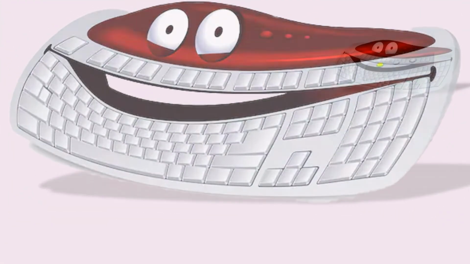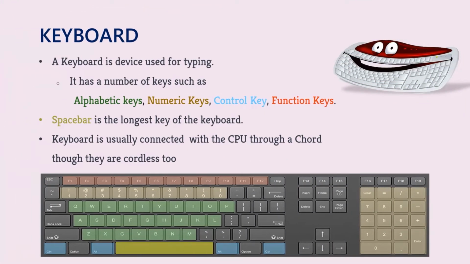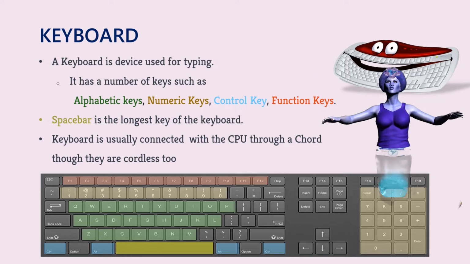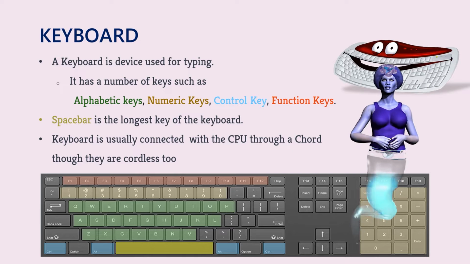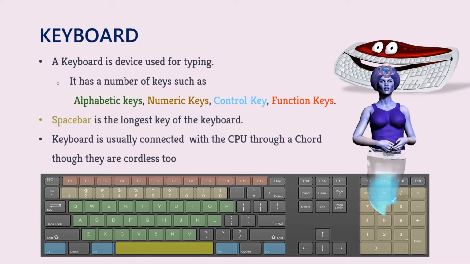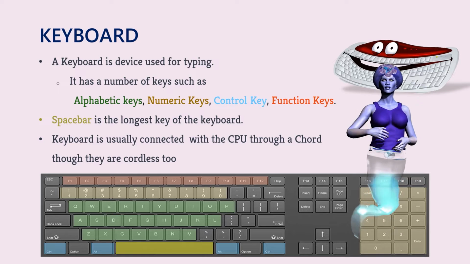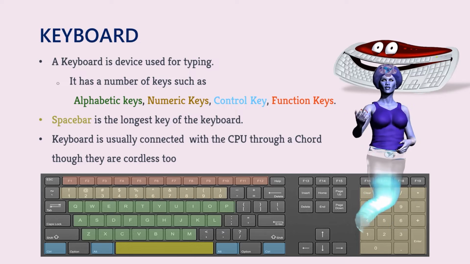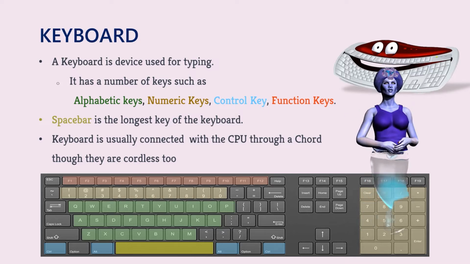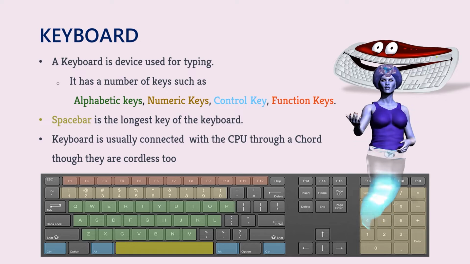Now, the very first was the keyboard. The keyboard said, I am the most important device. I am used for typing. Without me, no one can type. I am full of keys, such as alphabetic keys, numeric keys, control keys, function keys. I have so many keys, and the spacebar is my longest key. I can come with a cord to be connected to the CPU, but I can also be cordless. And I am the most important, needless to say.